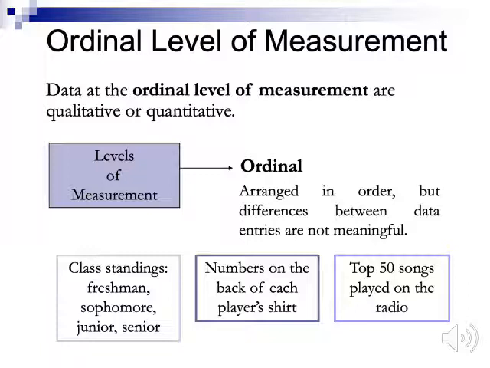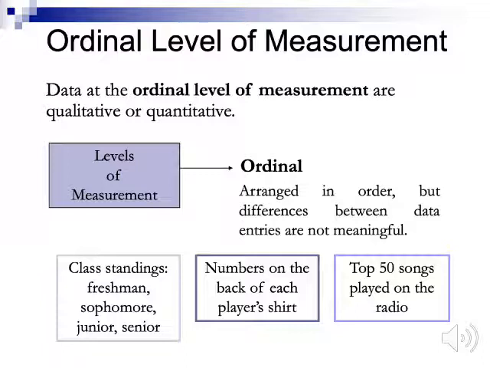Numbers at the back of each player's shirt is considered nominal at some point, while others also classify that as ordinal. It's not wrong when you say it's ordinal or nominal, because the ordinal still has the characteristic of the nominal, only that there is some order or some ranking, like the top 50 songs played on radio.